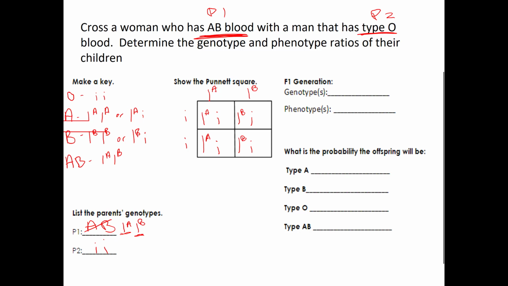So the genotypes I have present in my F1 generation, again, I care about what's in my boxes. I have two boxes that have IA, little i, and I have another two boxes that have IB, little i. Phenotypes, this represents A blood. This represents B blood. I can look at my key and see that. So what probability will the offspring have? Probability is we're dealing with percentage. So how many of these boxes represent type A? 50%. Type B, I have two boxes over here, 50%. Type O, 0. Type AB, 0.